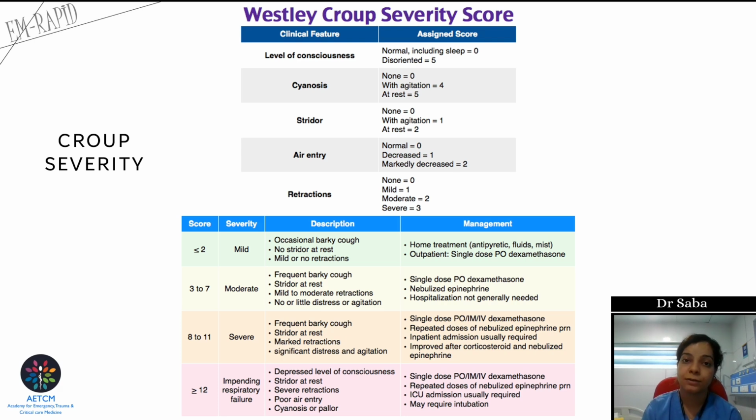This will require an ICU admission, and the child will present with altered mental status, that is, depressed level of consciousness, stridor at rest, severe retractions, poor air entry, and cyanosis. They will require IV dexamethasone along with repeated dosages of nebulized epinephrine. And if the child worsens further and has not responded to our initial management, then this patient becomes a candidate for intubation.